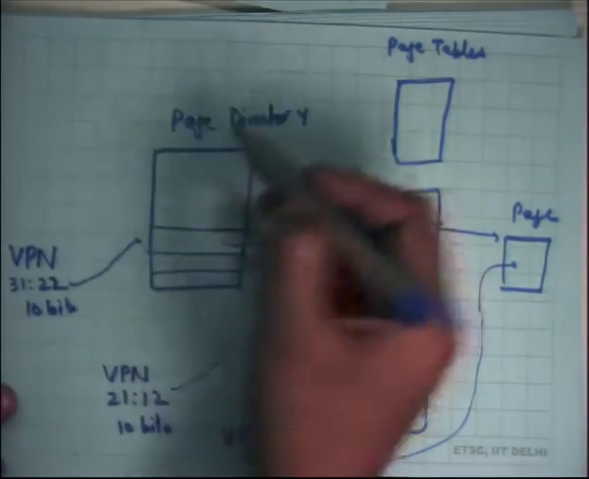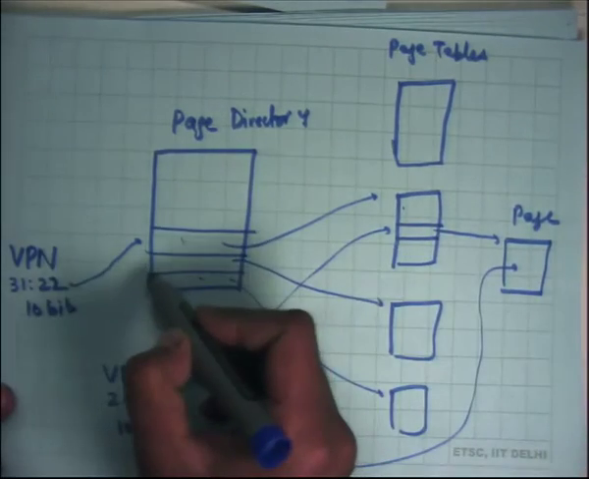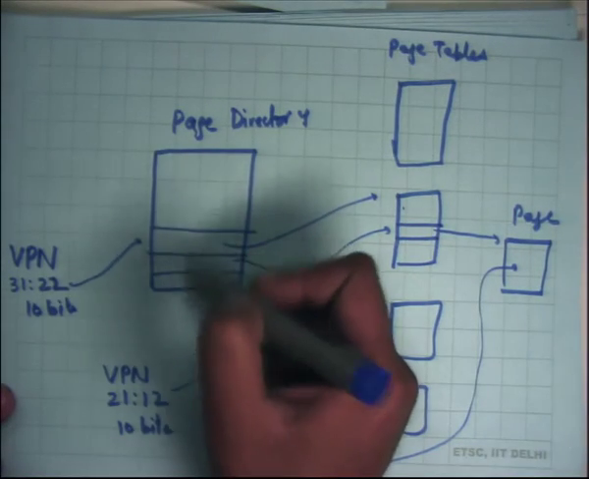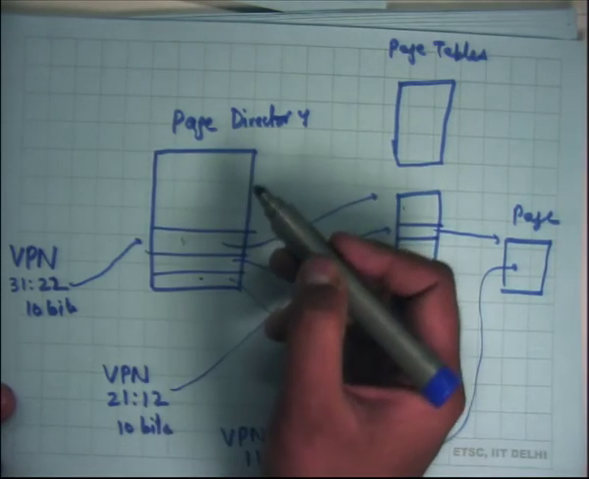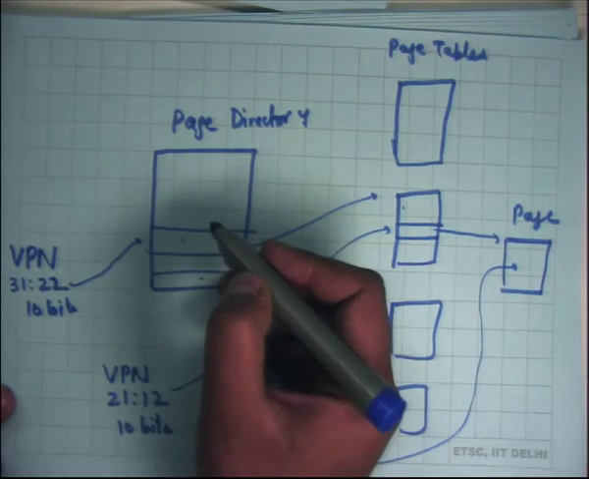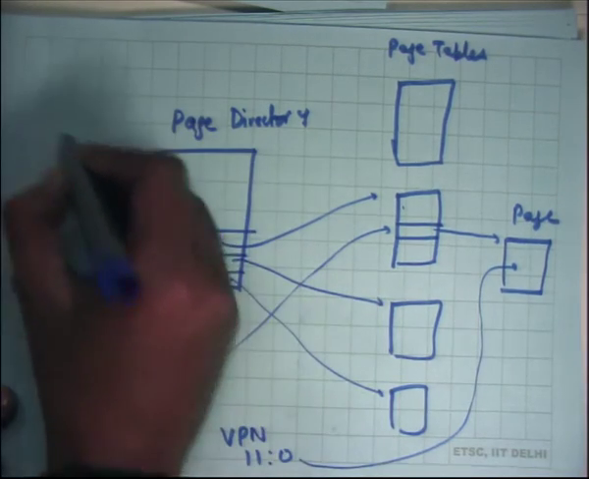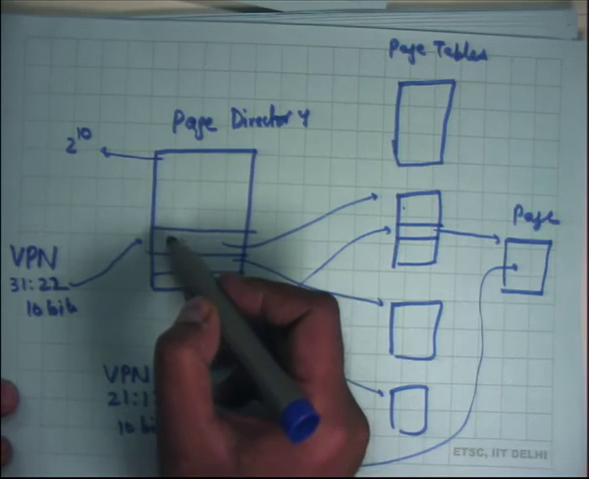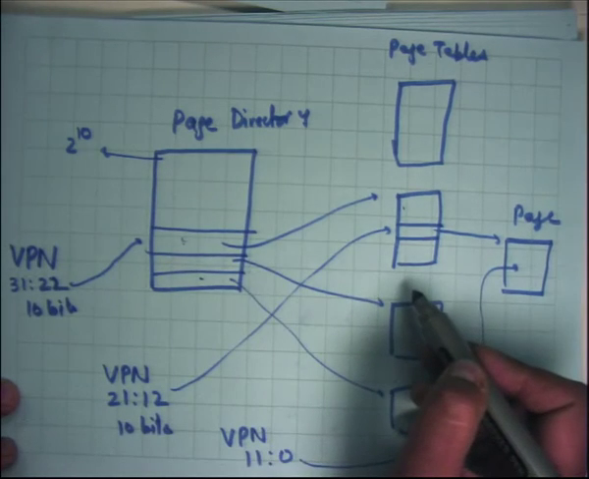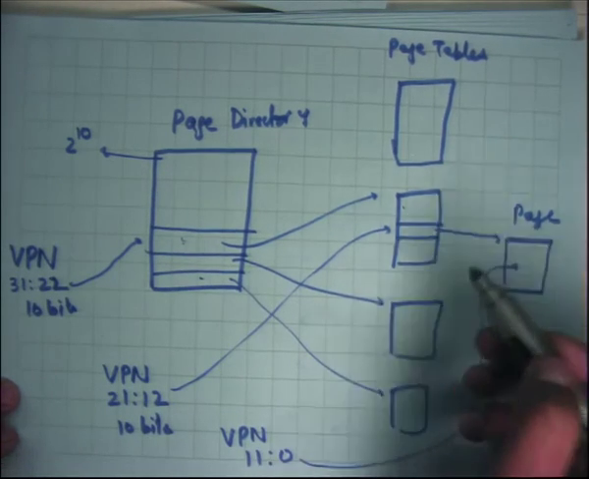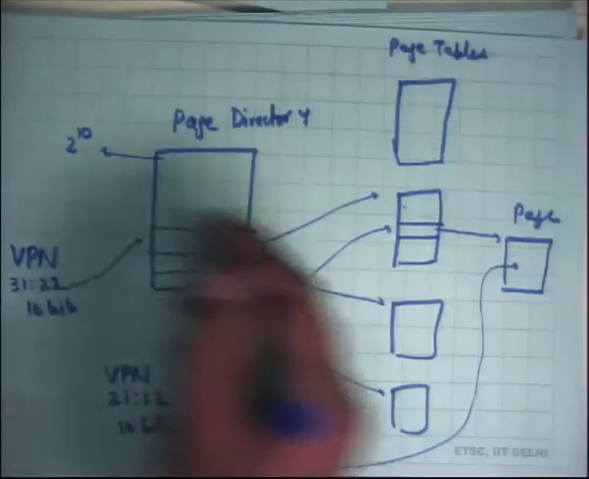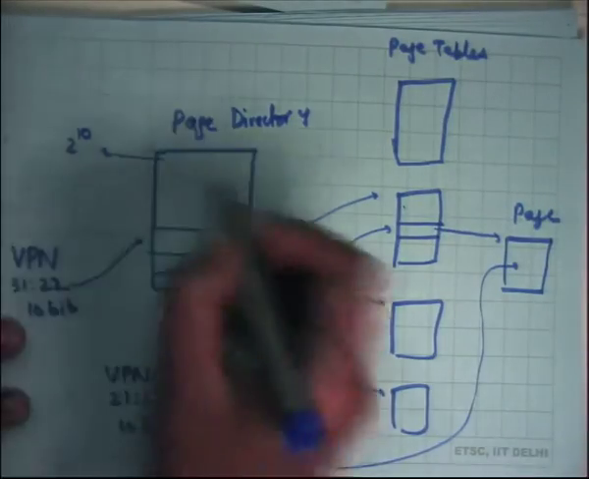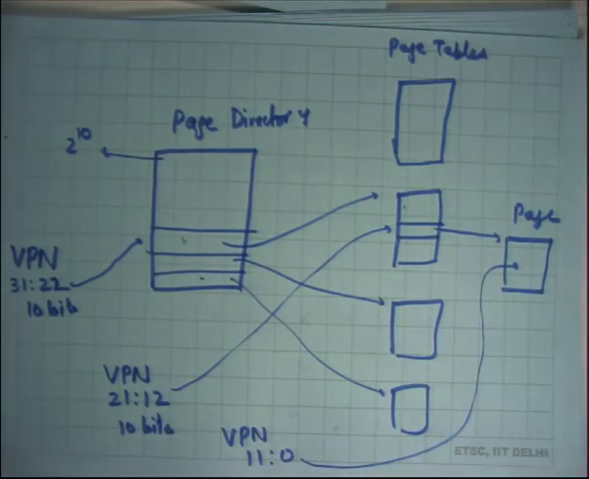Let's see what the size of the page directory itself is. I'm using 10 bits to index into the page directory. So how many entries does it have? 2 to the power 10, right? And how big is each entry? Each entry contains the physical address of the page table. And how big can a physical address be? 32 bits.